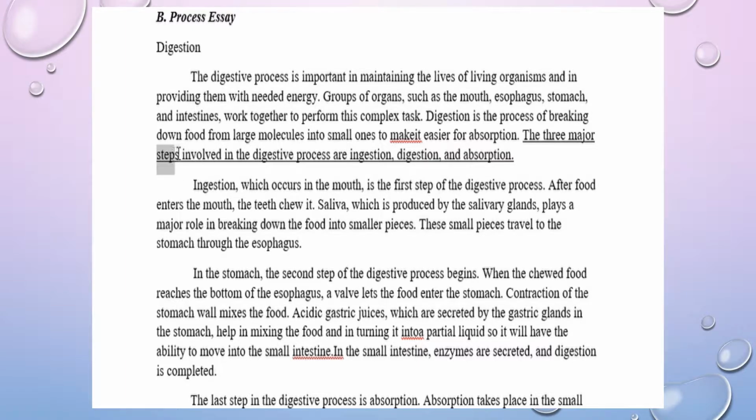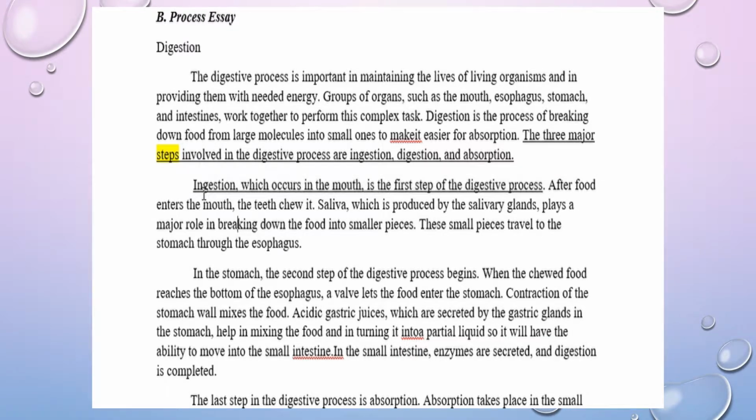The word steps indicates that this is your process essay. This essay will be in chronological order. Once again, the main idea: there are three major steps involved in the digestive process. And so your body paragraphs will discuss those three main steps. Let's look at the main idea of this paragraph.